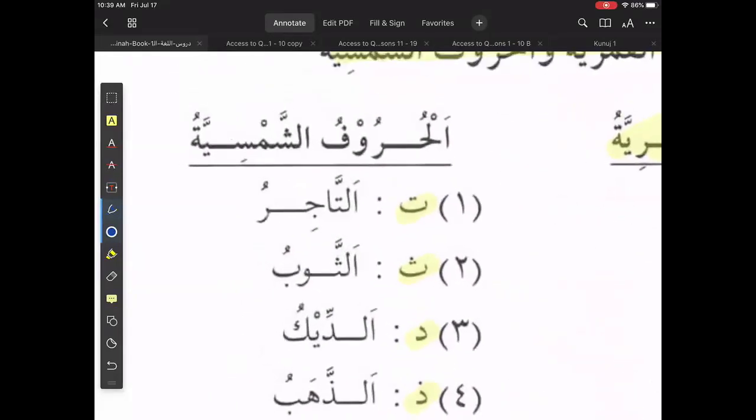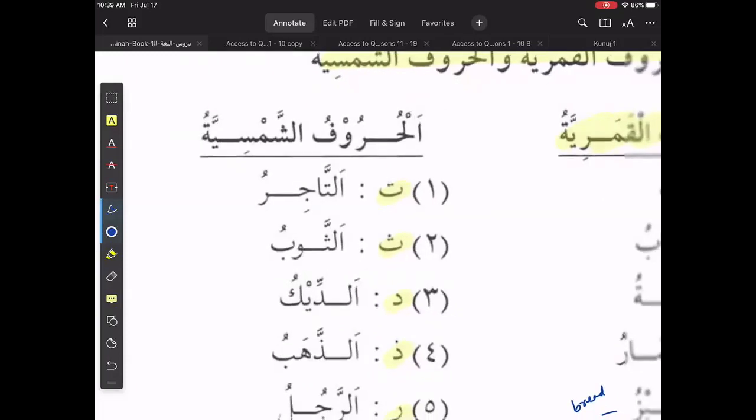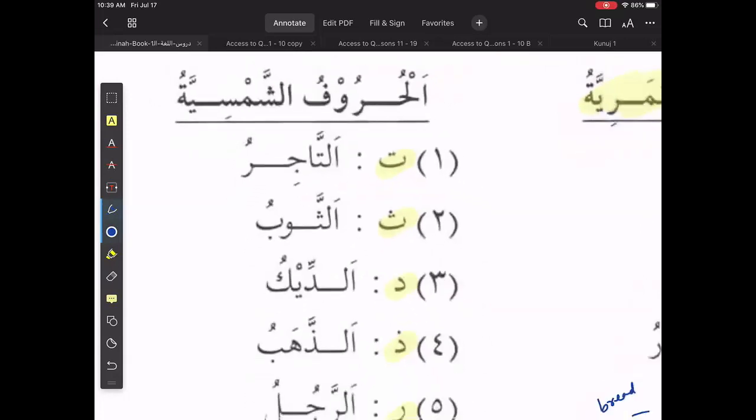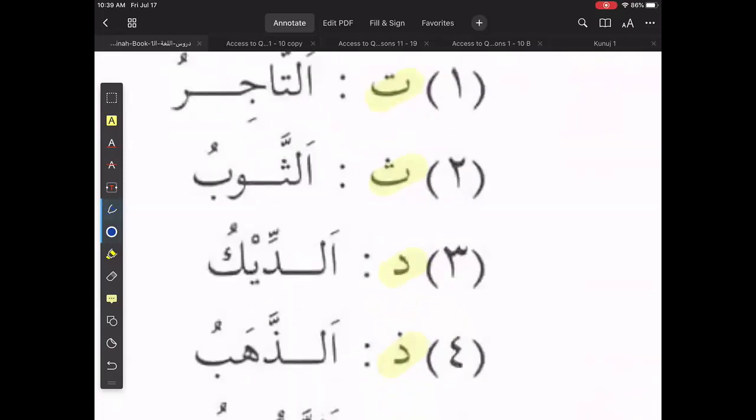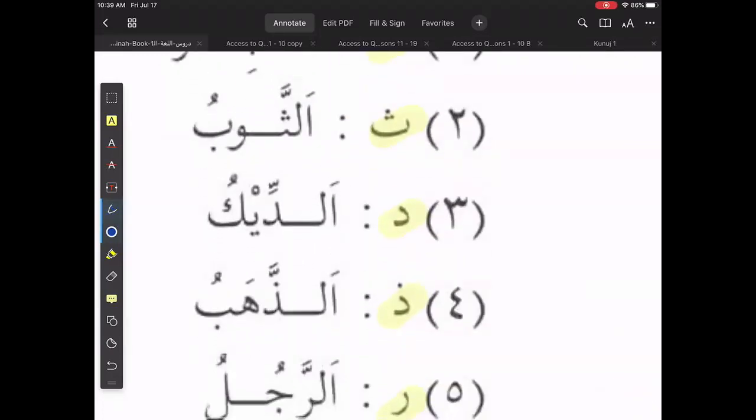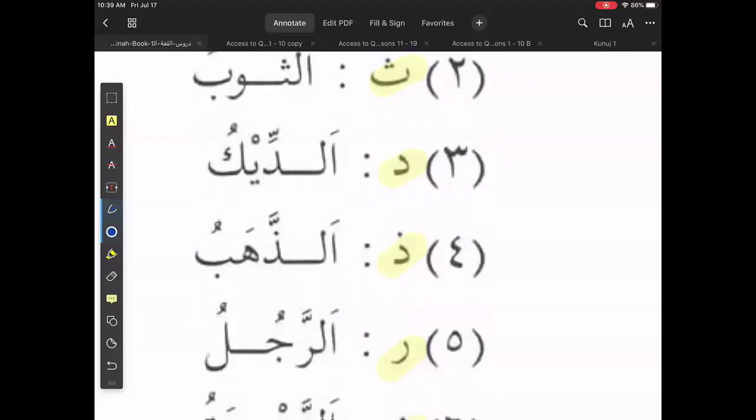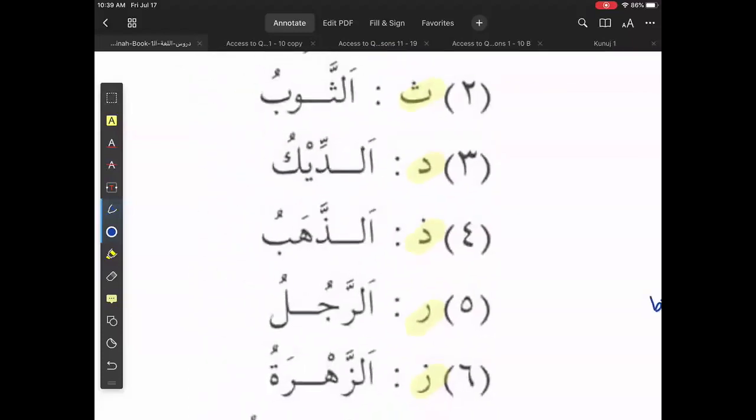Now, huruf shamsiya is the opposite. You don't pronounce the lam. You go right to the letter. For example, when you have ta, you say at-tajir. You have tha, you say at-thawb. You have dal, you say ad-dik. Remember, we said dikun. This is one of these.